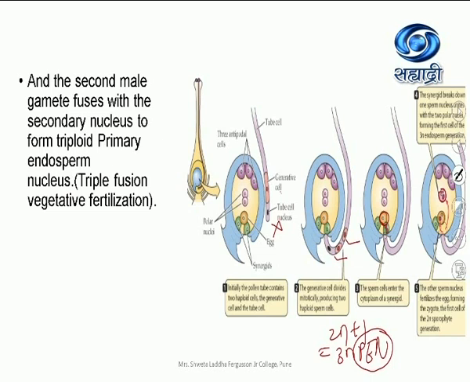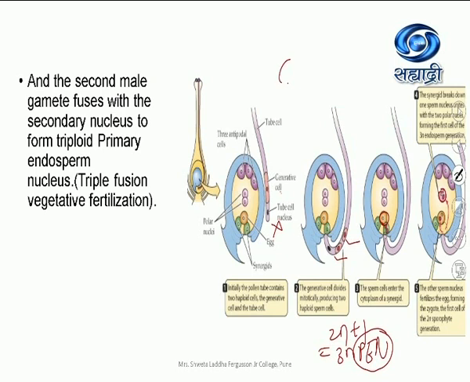So let us see. The second male gamete fuses with the secondary nucleus to form the triploid primary endosperm nucleus. As there is fusion of 3 nuclei, this is also called as triple fusion, or it is called as vegetative fertilization. See, very, very important, double fertilization which is occurring in angiosperms.